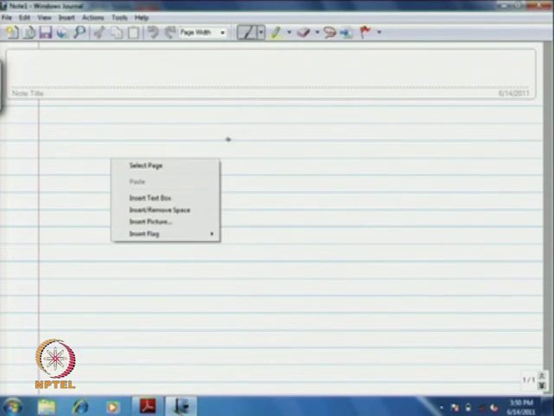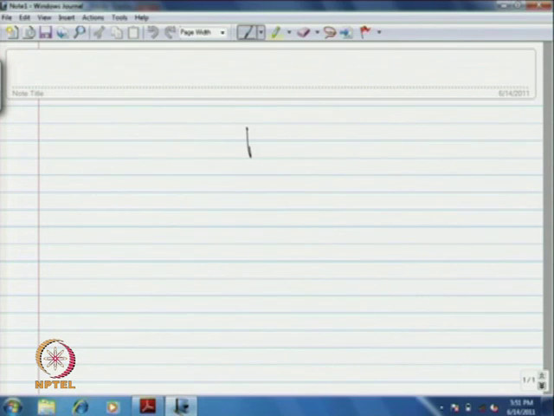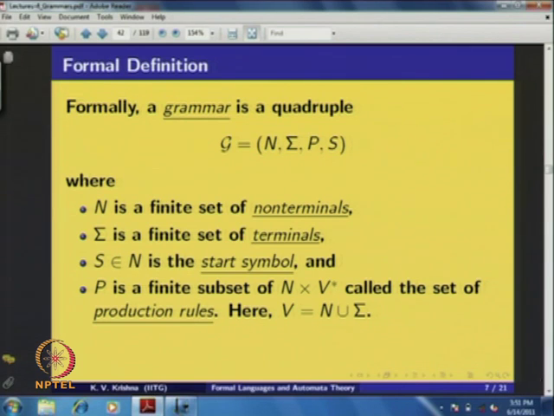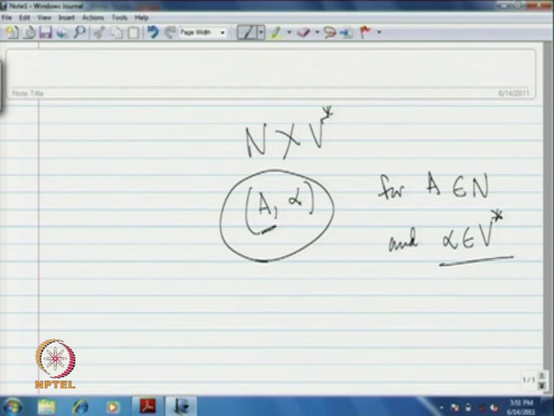Here the elements are of the form N cross V star, a non-terminal symbol and a string of V star. That means, here alpha is a string or mix of terminals and non-terminals, and this A is a non-terminal symbol.